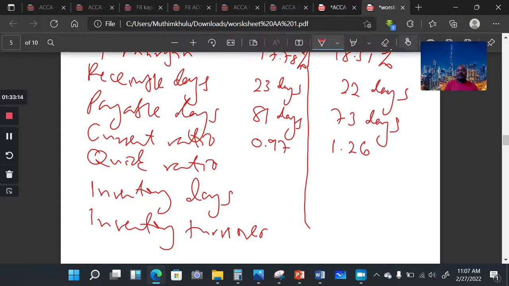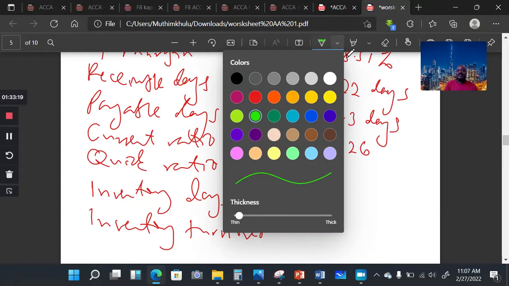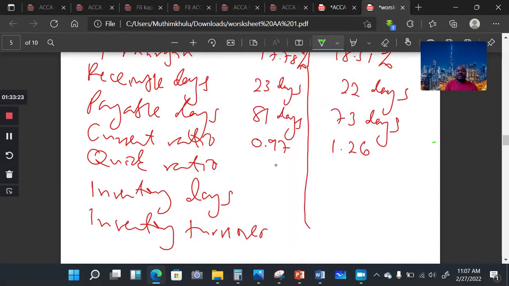I'm sure we are aware what this means. Usually, like I said, the current ratio is current assets over current liabilities. What it means is this is 0.97 of assets to $1 of liability. In this other case, we've got $1.26 of assets to $1 of liability.